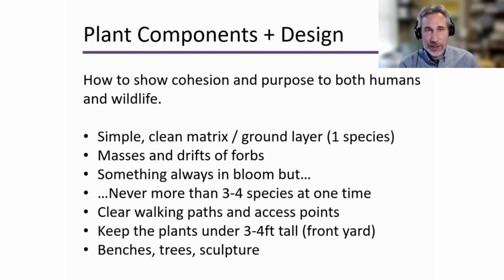Simple, clean matrix, ground cover layer. Let's just use one plant species. All right, Bouteloua gracilis. Let's do it in sun landscapes. Mass and drift forbs. Mass and drift, right? 5 echinacea here, 5 echinacea there, 5 echinacea over there, repeating those masses across the landscape so people can connect the dots, read the landscape, see how it makes sense. Something always in bloom, but no more than 3 or 4 species in bloom at one time so it doesn't overwhelm people trying to read and interpret the landscape.